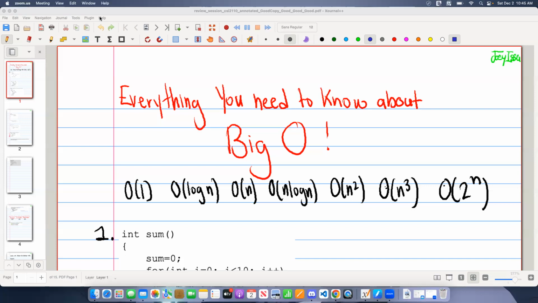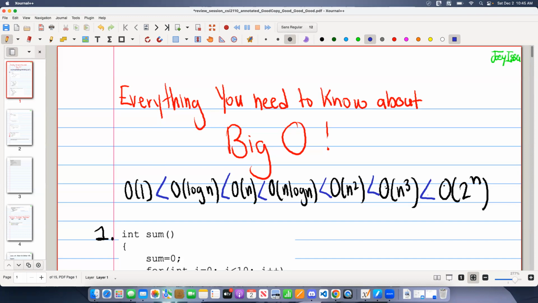So to start off, we're going to have the basics. If you graph this out, it's much easier to see. O of a constant is preferred over O of log n. O of log n is preferred over O of n. O of n is preferred over O of n log n. And O of n log n is preferred over O of n squared. It keeps going the more growth an algorithm has.